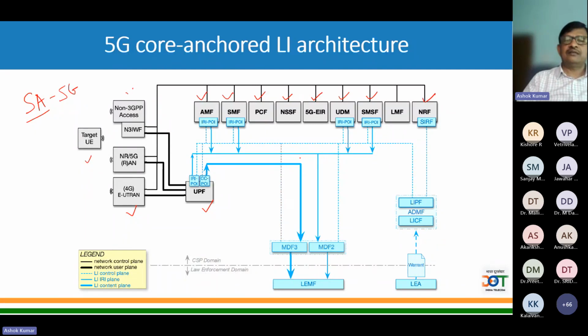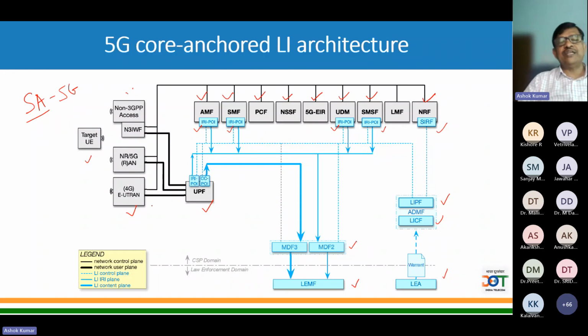So what we discussed so far is, we talked about LEMF, we talked about mediation and delivery function, we talked about LEA, we talked about LI control function, LI provisioning function, we talked about SIRF similar to NRF. And then we also talked about different POI. For example, if you look at AMF, it can provide the start of a call, end of a call, location. So this is an IRI POI. SMF also provides when a PDU session started, when a PDU session stopped. So this is also an IRI POI. UDM also has subscription data, some metadata. So IRI POI, and SMS function is also an IRI POI.